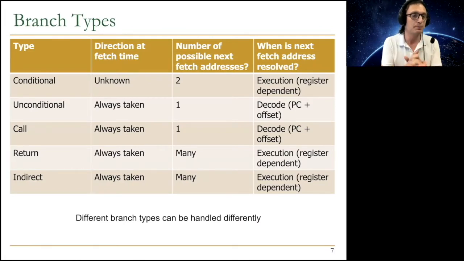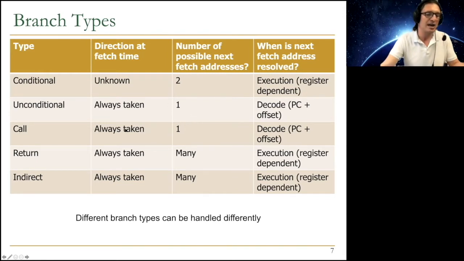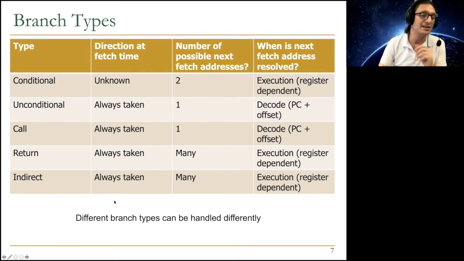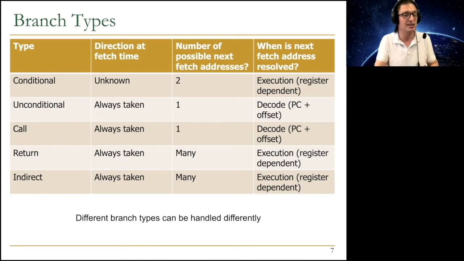And it's important to remember that there are many branch types in an ISA, and these are some examples. There are conditional branches, unconditional branches, calls, returns, and indirect branches. And an ISA actually has many more combinations, if you will. And different branch types can be handled differently, just like we designed different data path elements to handle different branches. The J instruction, the MIPS jump instruction, was different from the BEQ, for example, branch equal.